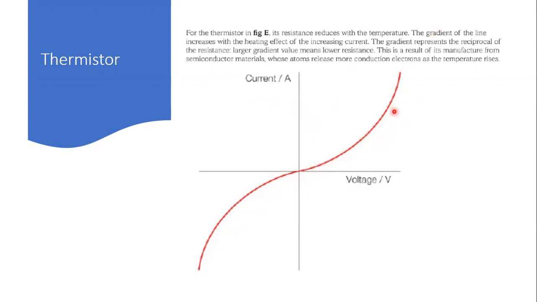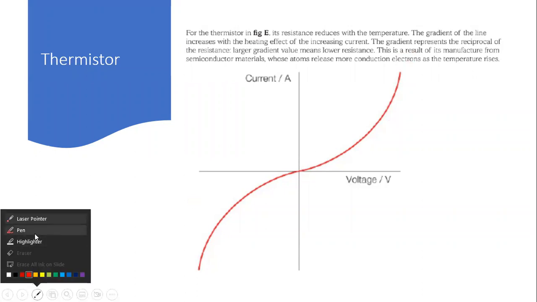After that, what are we observing? We are observing that as current increases, the temperature will increase. An increase in temperature leads to a decrease in resistance. That's what you're observing over here.